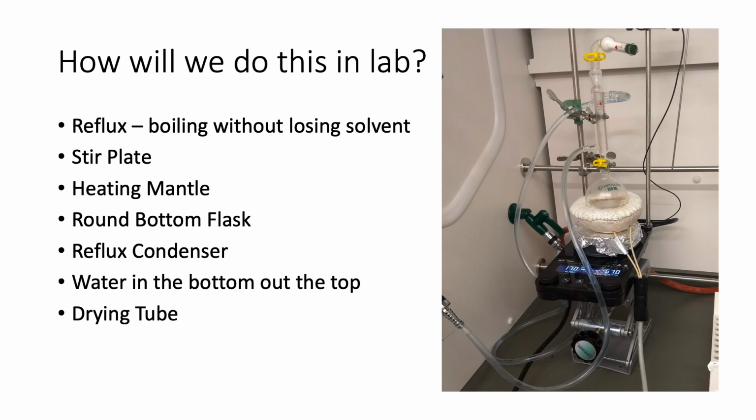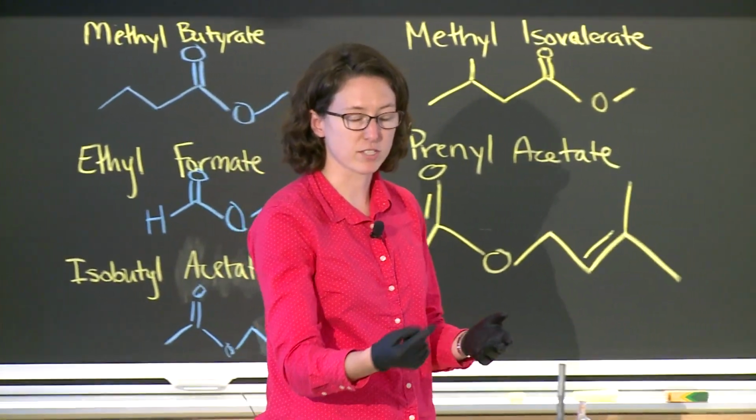So the first technique that you're going to use is reflux, and that's to do pretty much the whole reaction here, where you're going to combine your carboxylic acid and your alcohol. You're going to heat it up, and to reflux means to boil without losing solvent. So it'll be boiling. You'll have a stir bar in there.